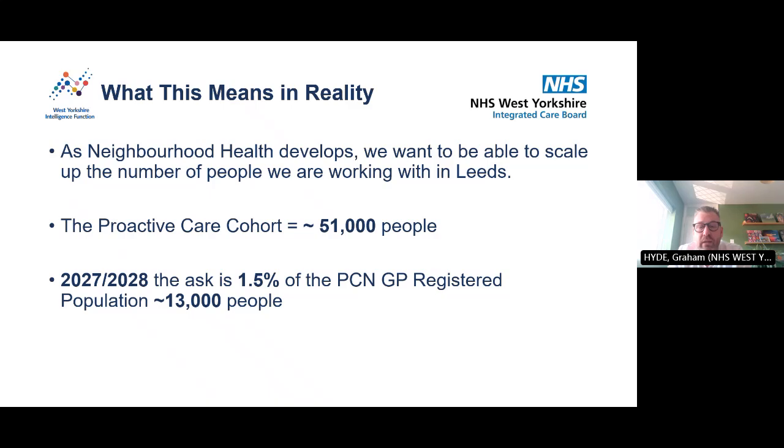So what does this mean in reality? As neighbourhood health develops, we want to be able to scale up the number of people we are working with in Leeds. Currently, the proactive care cohort is about 51,000 people, and there's an ask of the system led by primary care networks to actively, proactively manage 1.5% of the primary care network GP registered population by next year. So that's about 1,300 people.